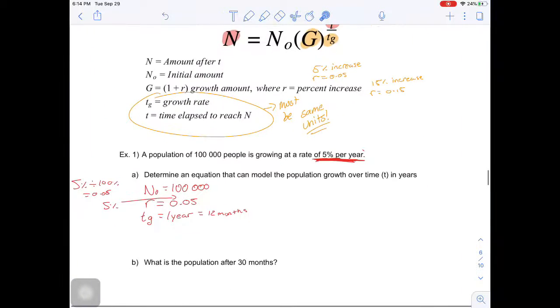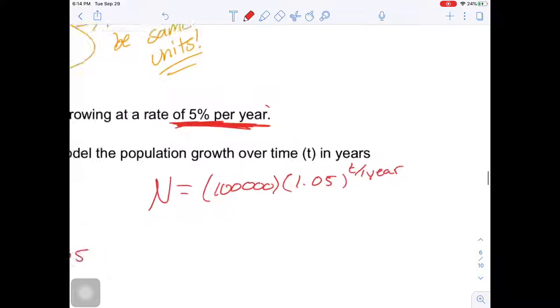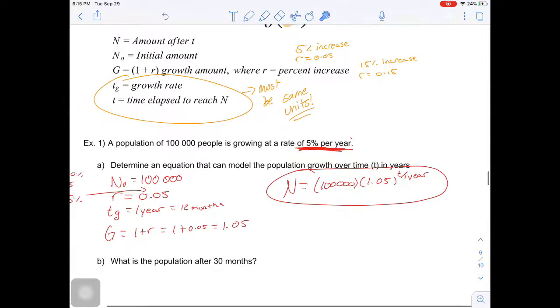Now I want to figure out what g is here. g again is 1 plus r, and remember our percent increase is 0.05. So g is going to be 1.05. Now I have everything I need to plug into my equation. So N equals 100,000 times 1.05 to the power of t over just 1 year. Okay, so there is our equation where we can plug in t years to figure out what it has grown to.